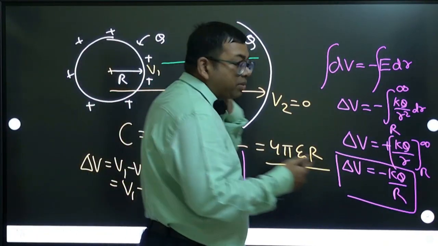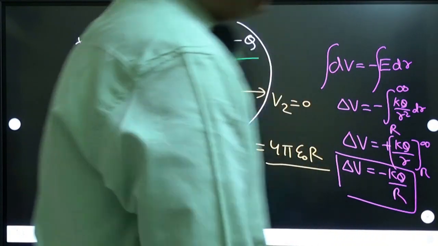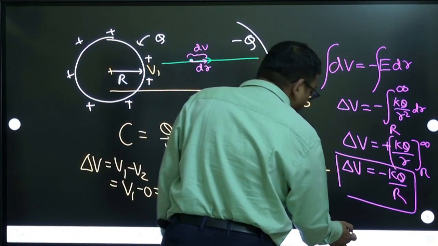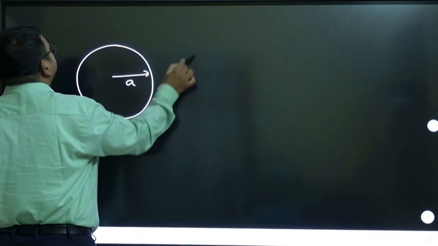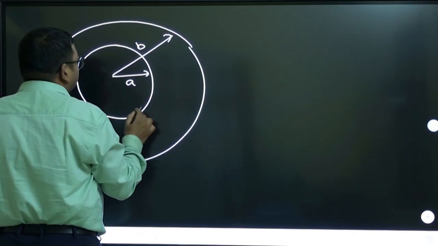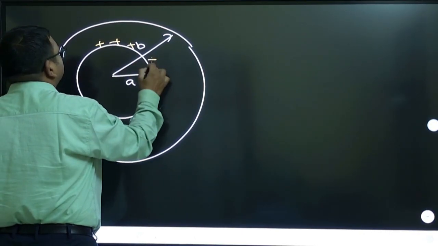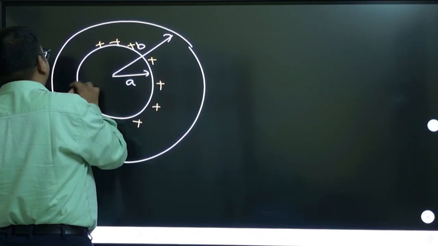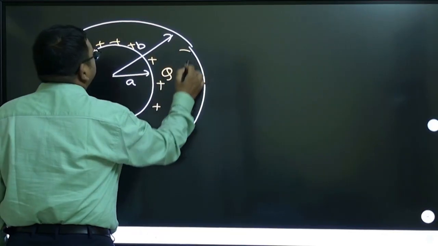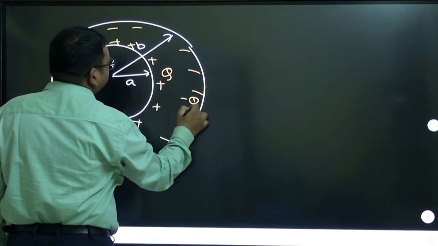Now let us take two spheres, meaning two spherical shells, and try to apply the same approach. But there is another different approach also. Whichever is easier, you apply that. Suppose this is one conductor of radius A and another of radius B. Let us say that here we have charge plus Q, and here the charge is minus Q.